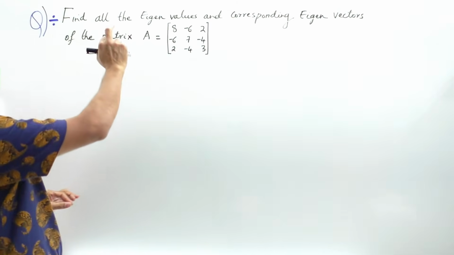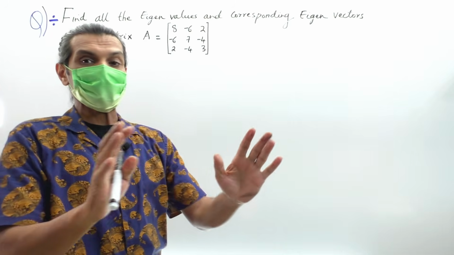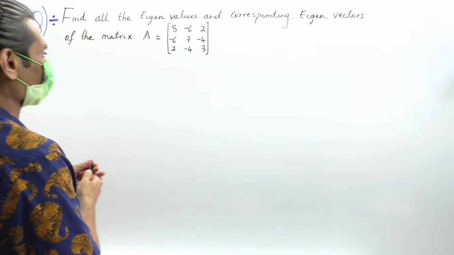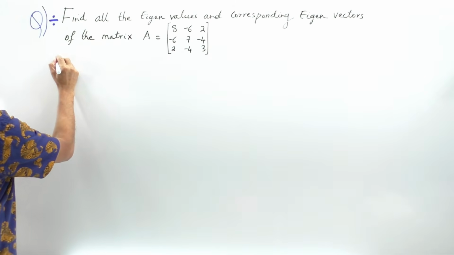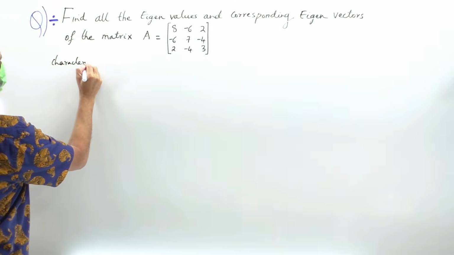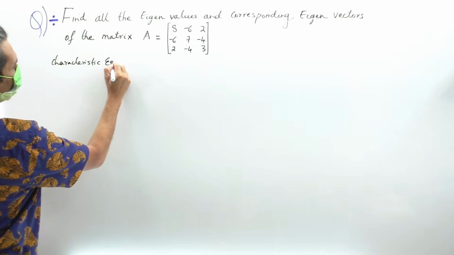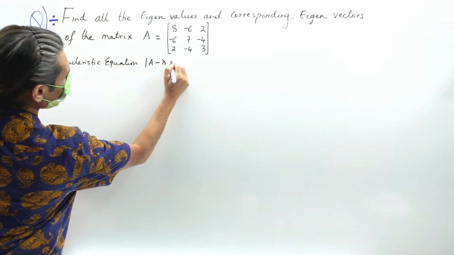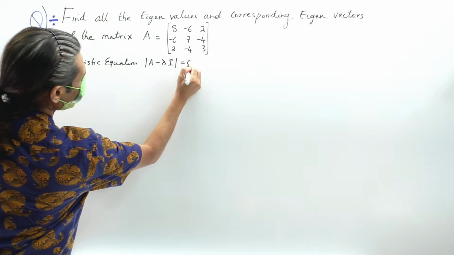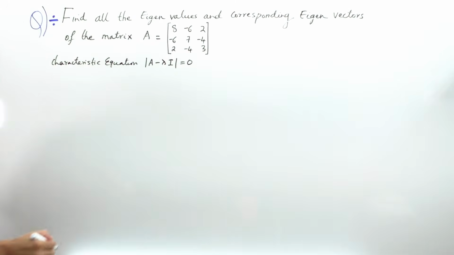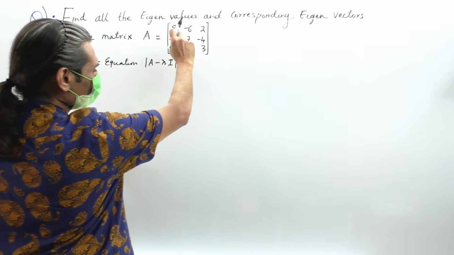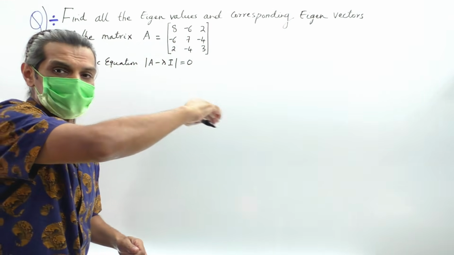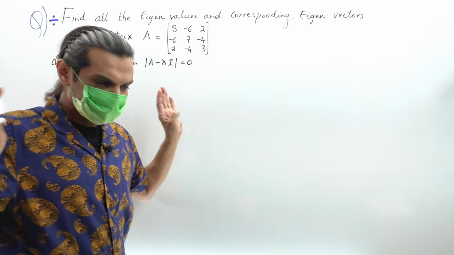First we will find the eigenvalues. To find the eigenvalues, we first write the characteristic equation, which is determinant of A minus lambda into I equals 0. We need to do nothing here: simply write the determinant and along the principal diagonal 8, 7, 3 apply minus lambda, minus lambda, minus lambda. That's it, simple. Don't take tension here.